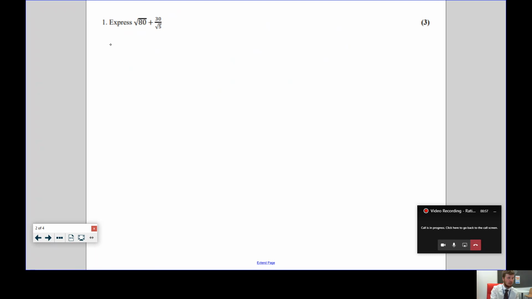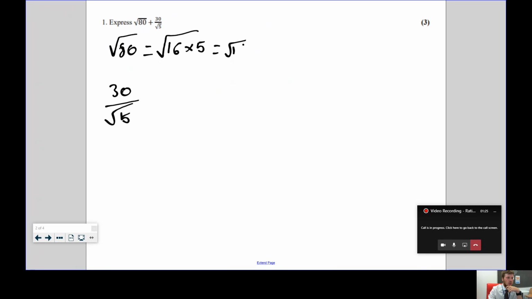So in order to tackle this, I'm going to split it up, and I'm going to try and sort out what root 80 could look like. And then I'll think about 30 over root 5 a little bit later on. So root 80, I'm going to think about a square number which goes into root 80. If you are thinking of your square numbers, you should know that 16 and 5 multiply together to make 80. We can, of course, split this up into root 16 and root 5, and root 16 is 4. So I can rewrite root 80 as 4 root 5.